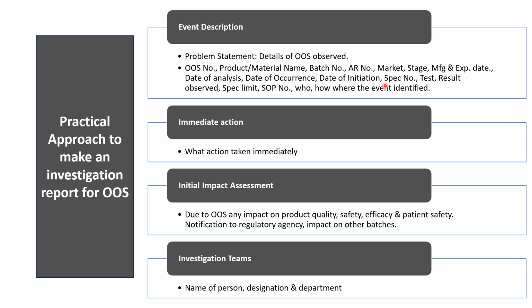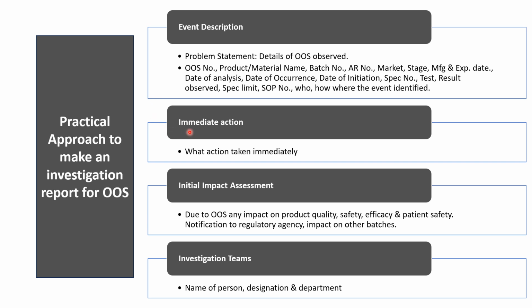Apart from this, also mention the specification number, the test on which the OOS result was observed, and the result observed against the specification limit. If any SOP number is applicable, you can give the details for this SOP. Also state who identified the OOS, and how and where it was identified. Such things we need to elaborate in the event description.